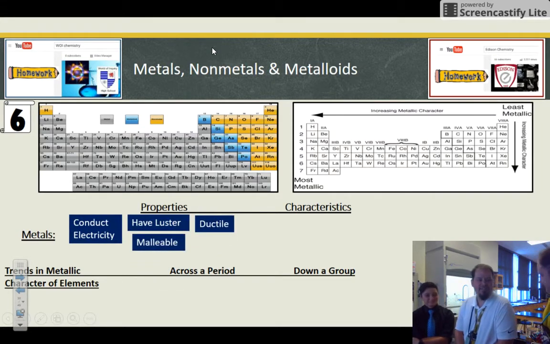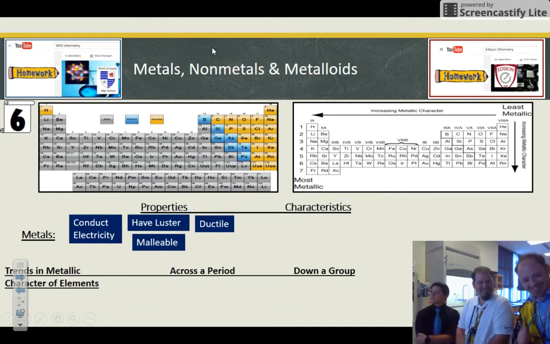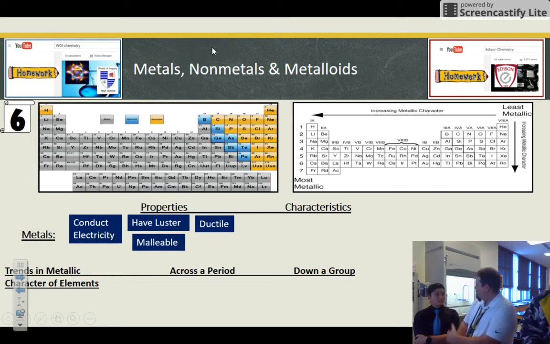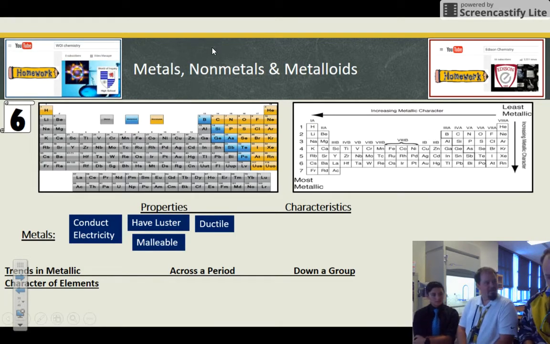For the 15th time, you will write that the metallic properties of metals are that they conduct electricity, have luster, and are malleable and ductile. Mr. Monaco, what does ductile mean? You can turn it into a wire. And what does malleable mean? You can pound it into a sheet. If you take a copper BB and hit it with a hammer, you get a copper pancake. That's what malleable means.